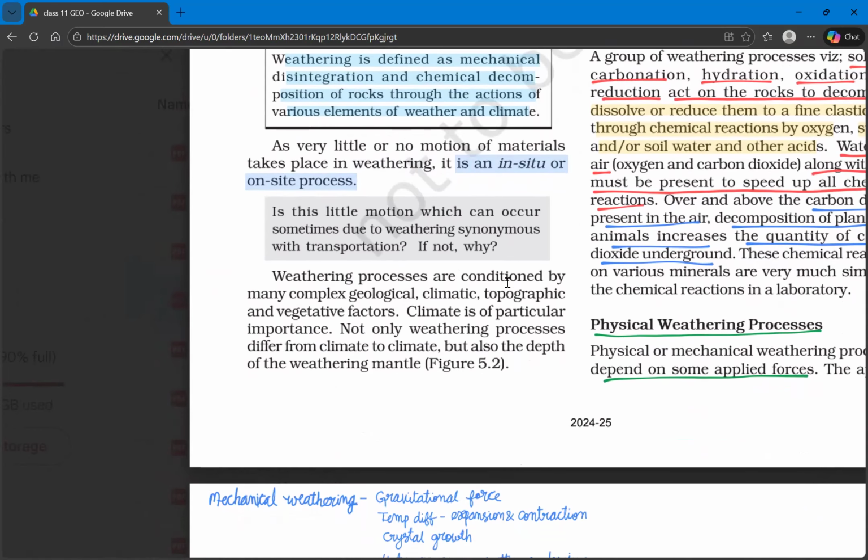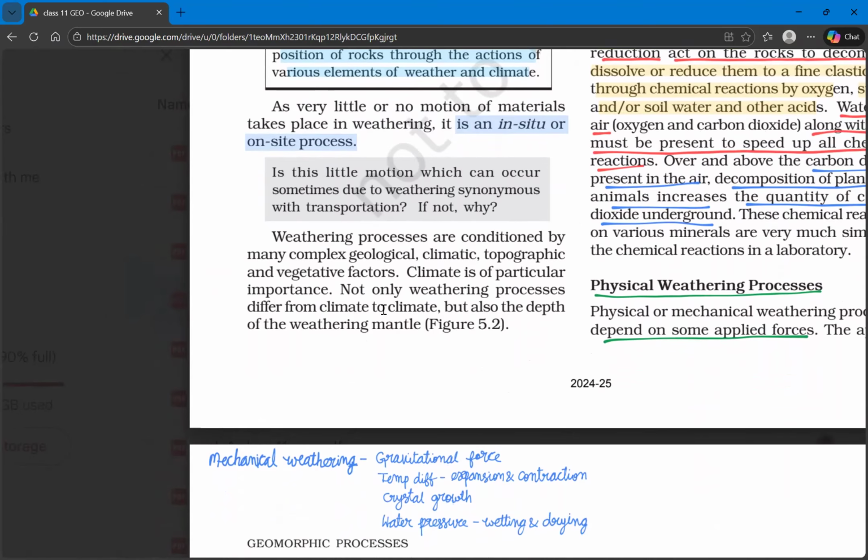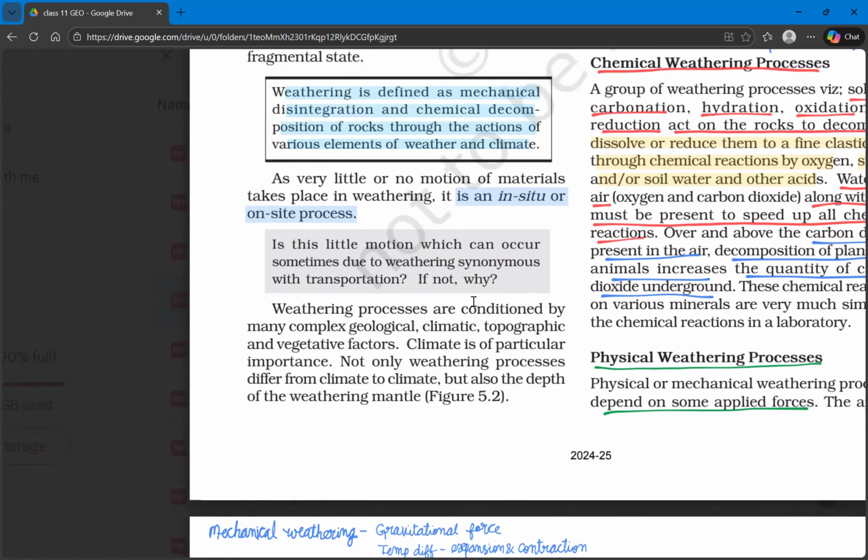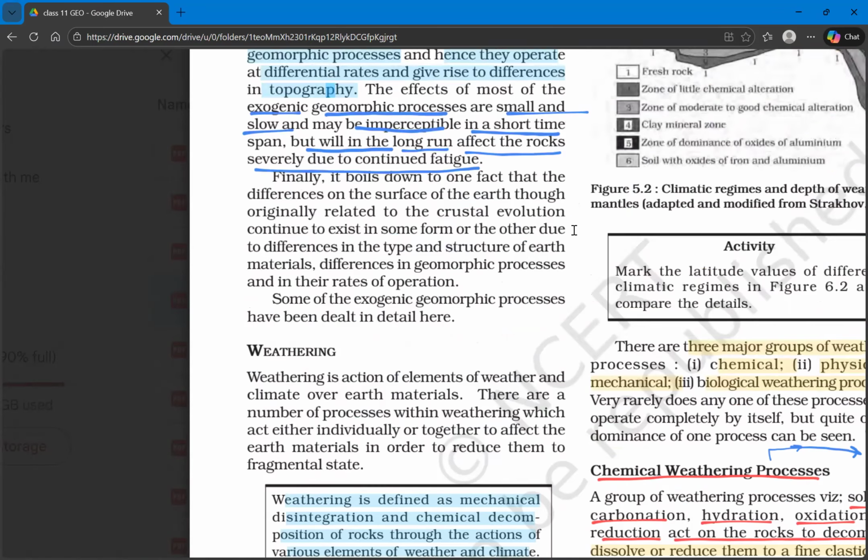Weathering processes are conditioned by many complex geological, climatic, topographic, and vegetative factors. So these all condition the weathering processes. Climatic is of particular importance. Not only do weathering processes differ from climate to climate, but also the depth of the weathering mantle. So there are so many conditions on which the working of weathering depends.